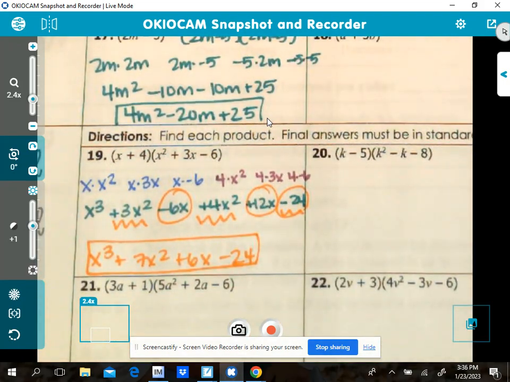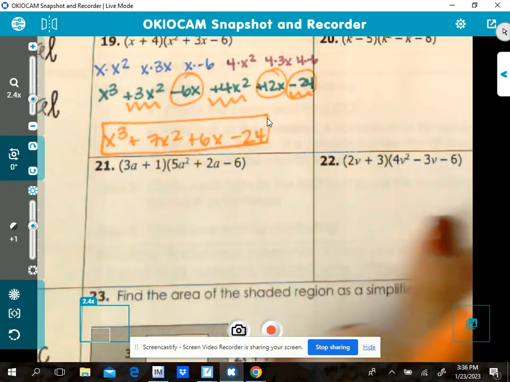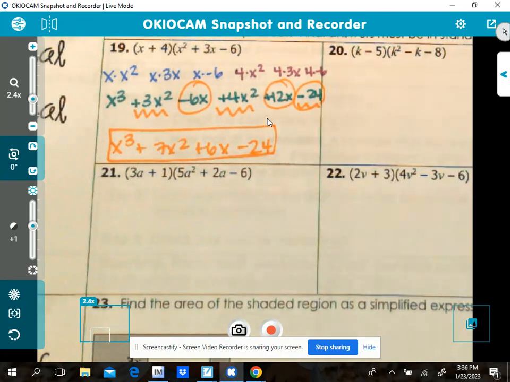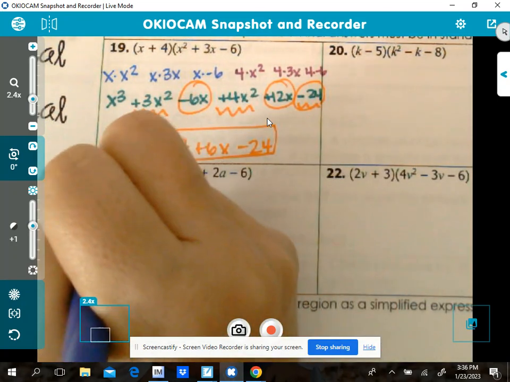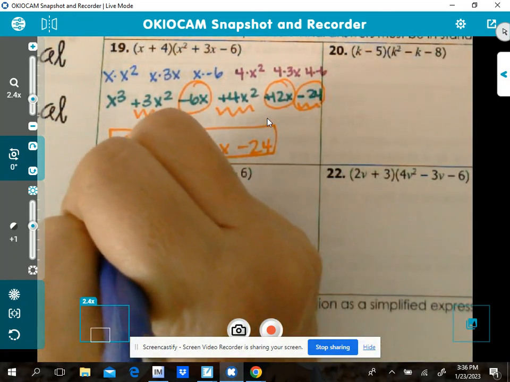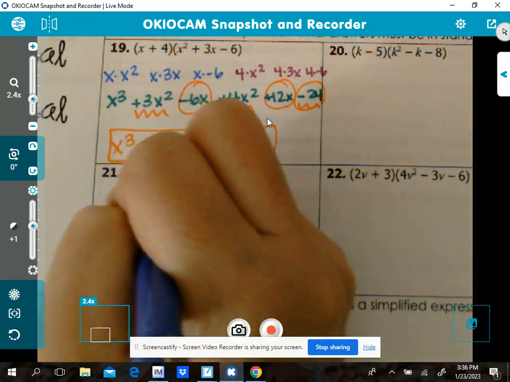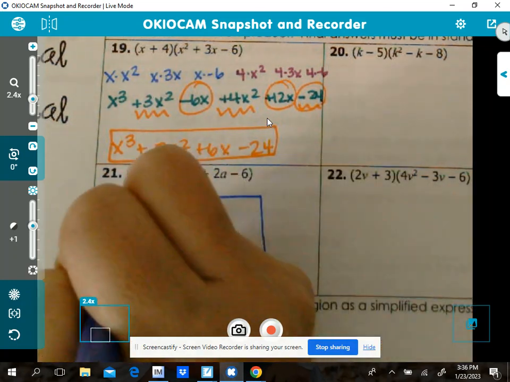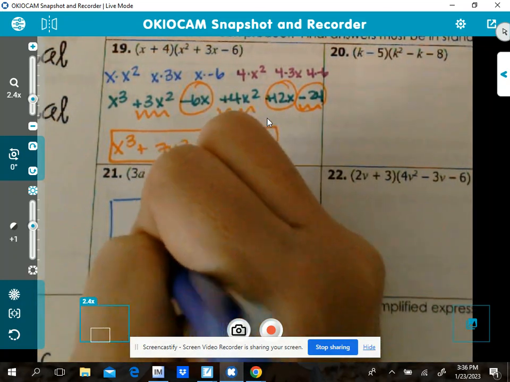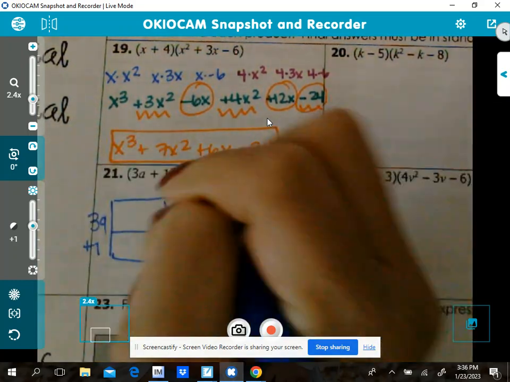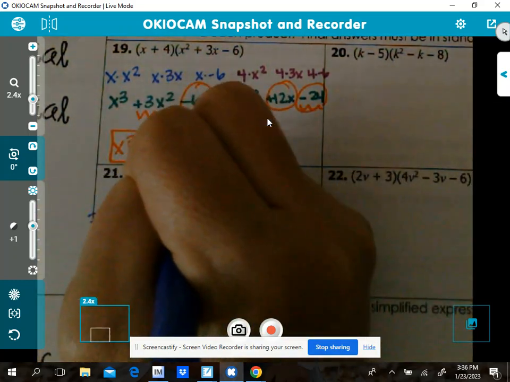Okay. Now, I am going to show you number 21 using the box. I'm going to probably have to use both of these to show you this, so ignore number 22 for now. So we're going to do 21 using the box method real quick. You can make the box either way. I'm going to go long ways, and the reason I had to do that is because remember I've got a binomial, 3a plus 1, and a trinomial.